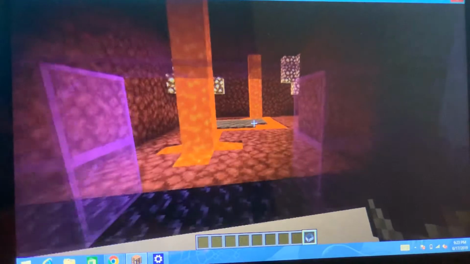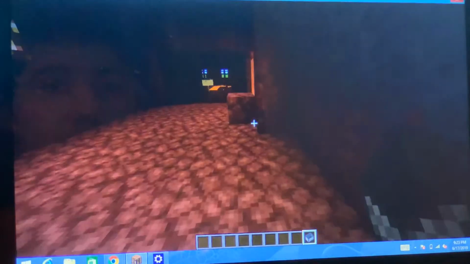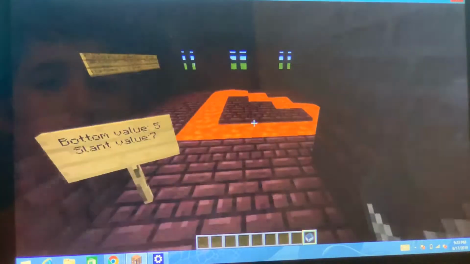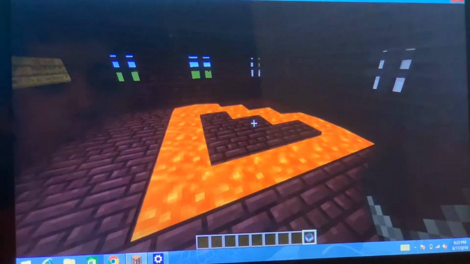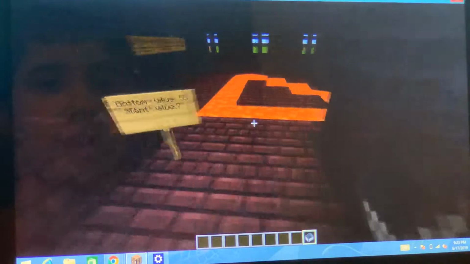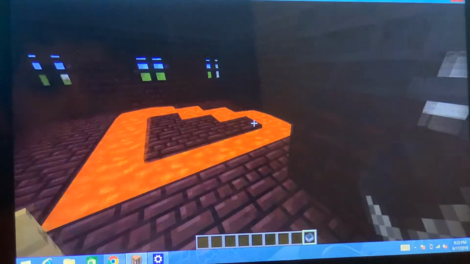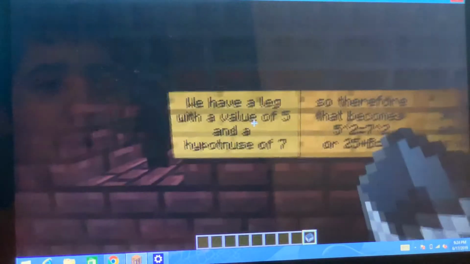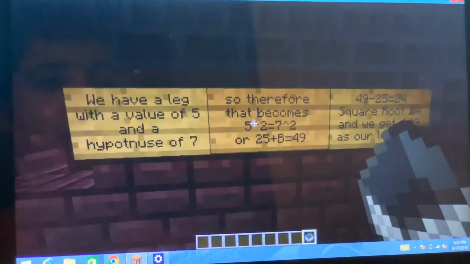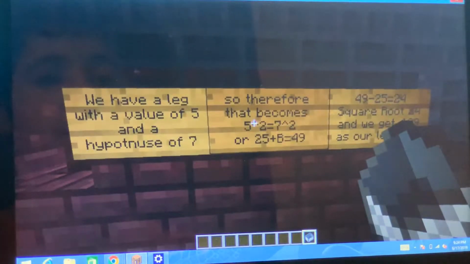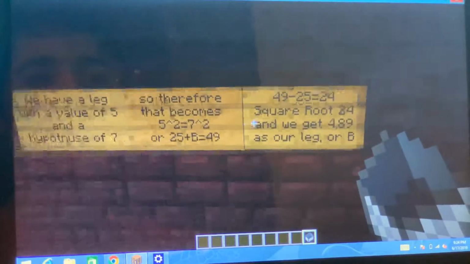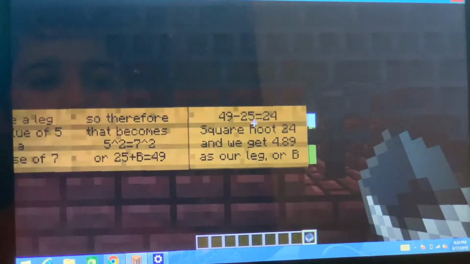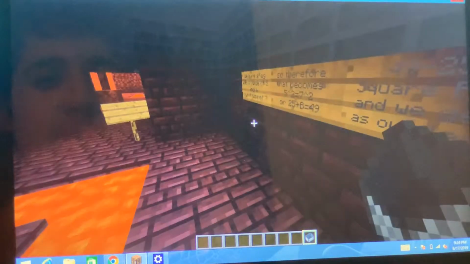Here our next theme is one of the dimensions in Minecraft called the Nether, all things fire and lava. This triangle was made out of lava. We have a bottom value of 5 and a hypotenuse of 7. So that becomes 5 squared plus b squared equals 7 squared, or 25 plus b squared equals 49. 49 minus 25 equals 24. You must square root 24 to get the leg, which is 4.89, or b.